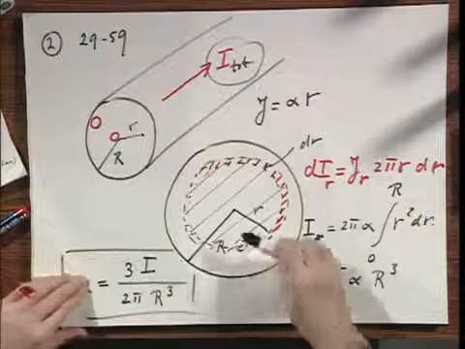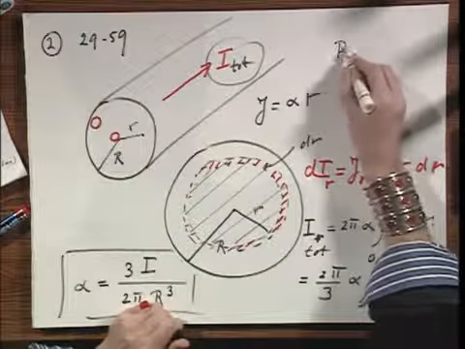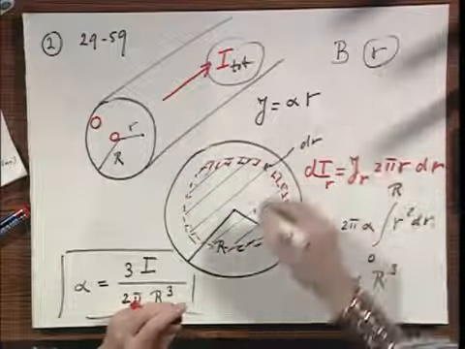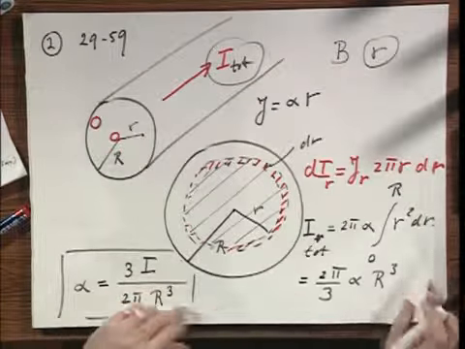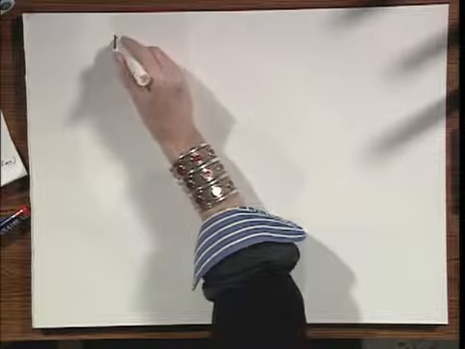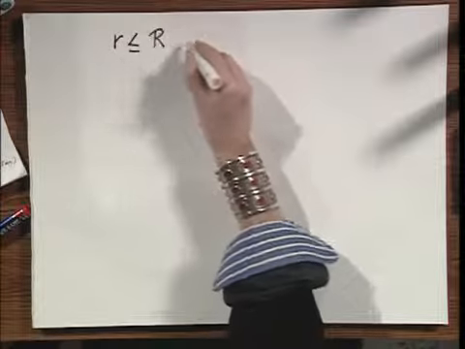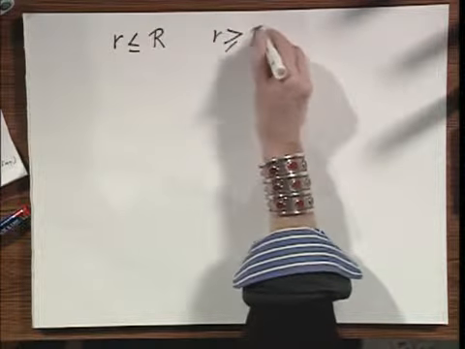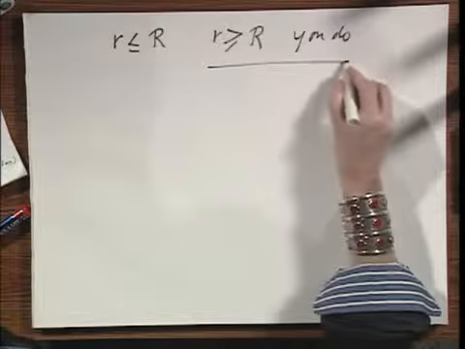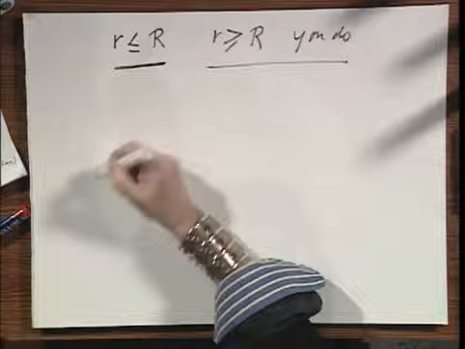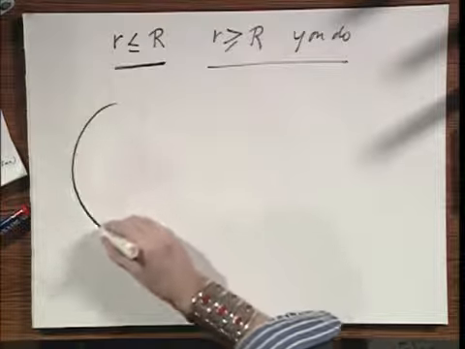Now we want to know what the magnetic field is at all values of r. And so we have two domains. We have the domain whereby r is smaller than capital R, and we have a domain where it is larger than capital R. Well, I suggest that you do this one, and I will do this one.